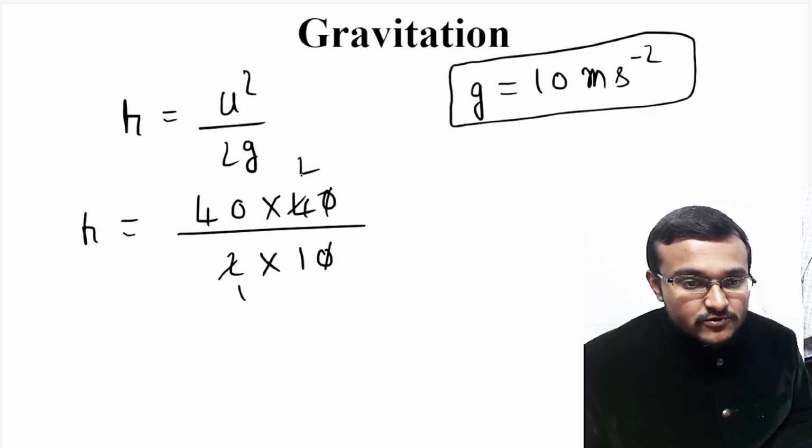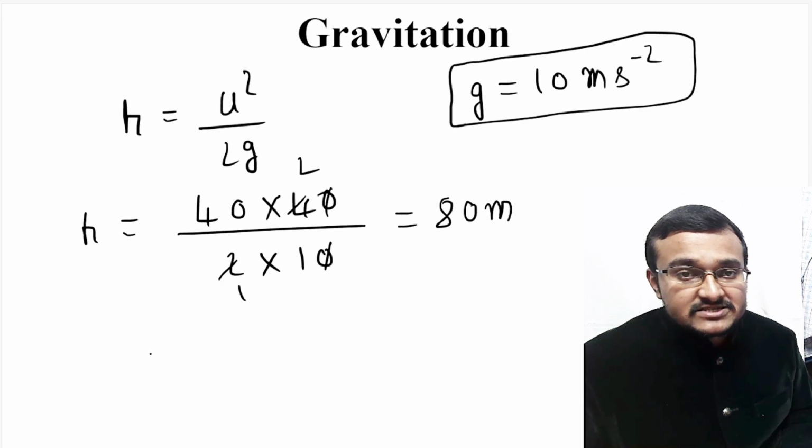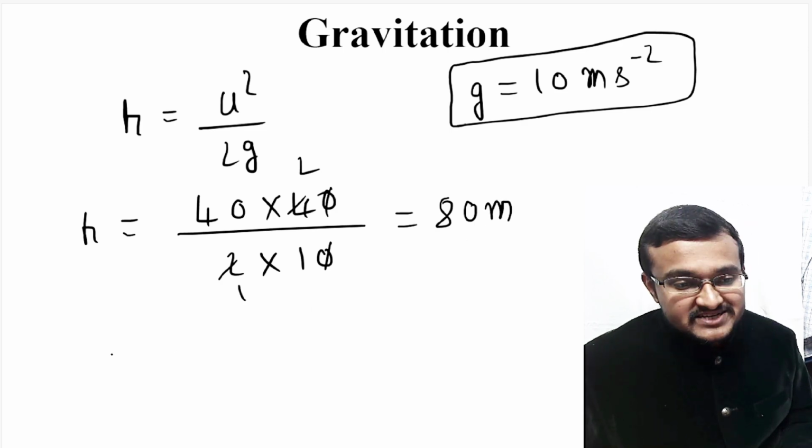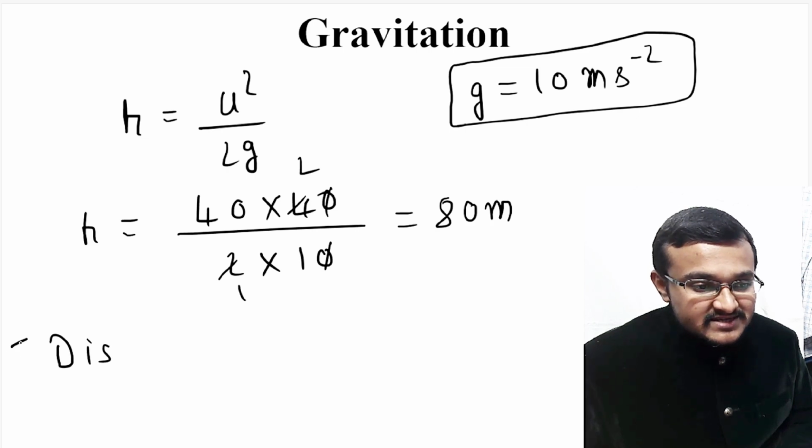2 ones are 2, 2 twos are 4. So 40 into 2 is 80. So 80 meter is the maximum height. Now what is the distance traveled by this particular stone? The total distance.